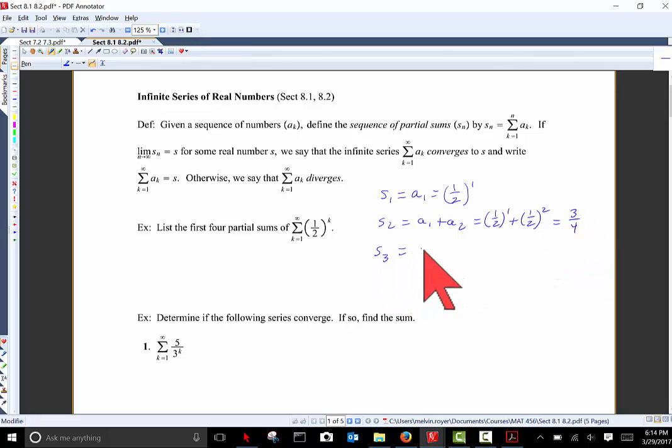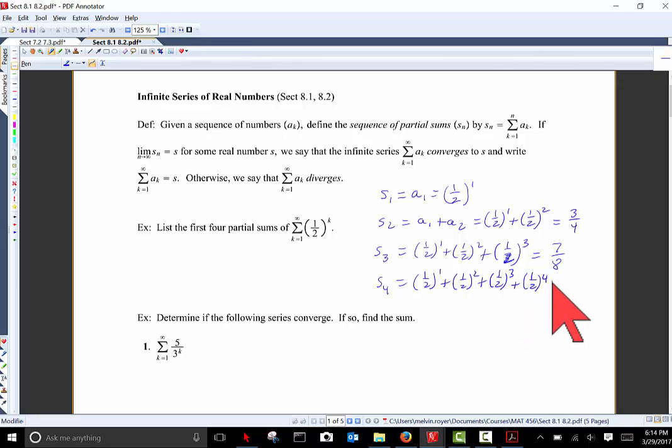And S3 is 1/2 to the first plus 1/2 squared plus 1/2 cubed, and that's 7/8, and I'll do one more. S4 equals 1/2 to the first plus 1/2 to the second plus 1/2 to the third plus 1/2 to the fourth. Turns out to be 15/16.